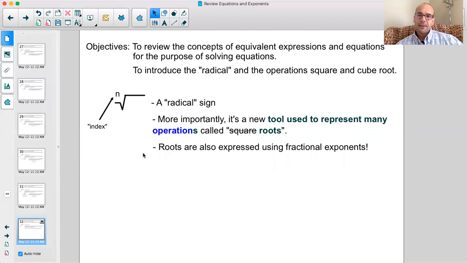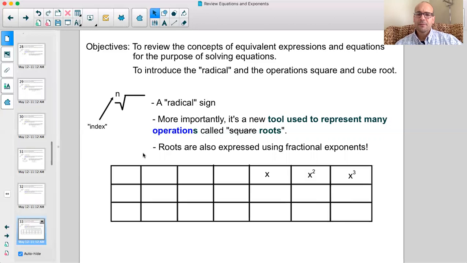The last thing I want to say here, again, is more of an Algebra 2 introduction. It's not something you'll use as we go to solve equations, but roots are also expressed using fractional exponents. And fractional exponents, let's give you some examples of what we're talking about. Our experience with exponents has been this.